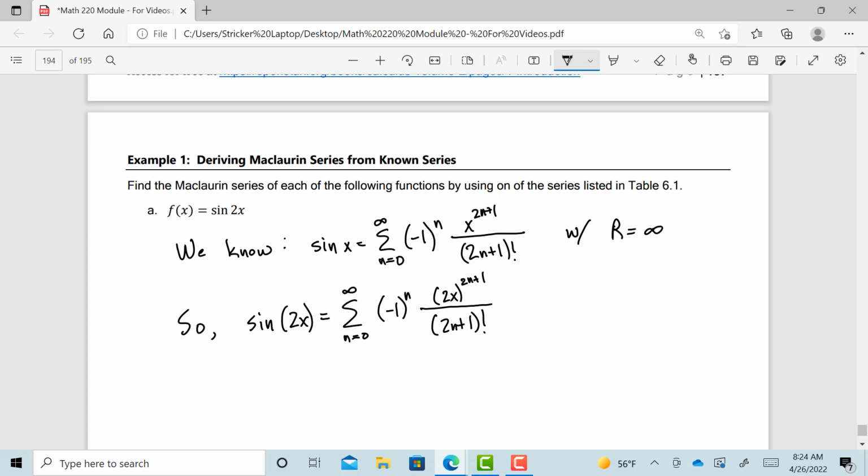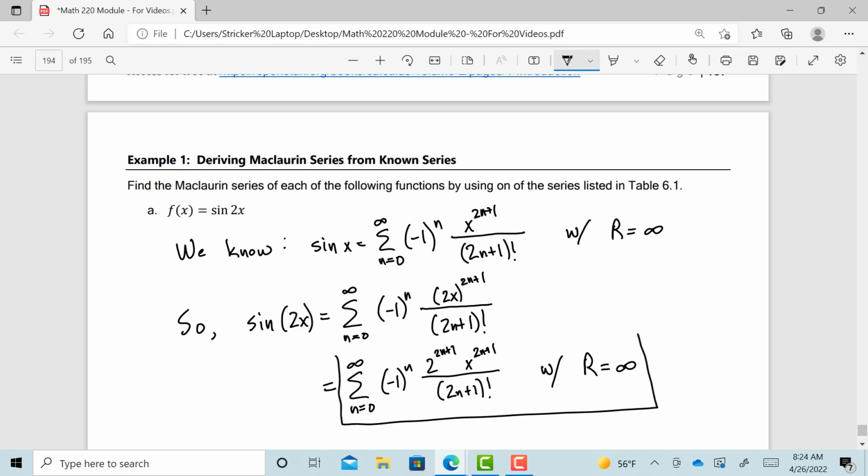And we can simplify that. We can split apart the 2 and the x. So we could rewrite this as negative 1 to the n, times 2 to the 2n plus 1, times x to the 2n plus 1. And it doesn't change the radius of convergence, so we still have r equals infinity. And that's it. That's how you do these problems.